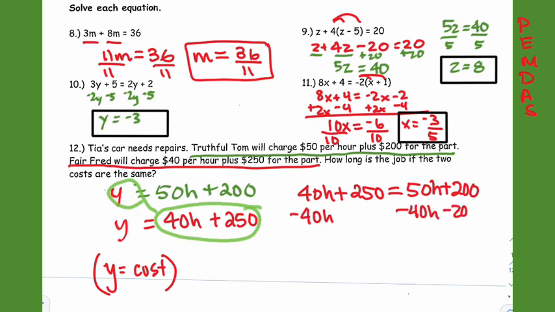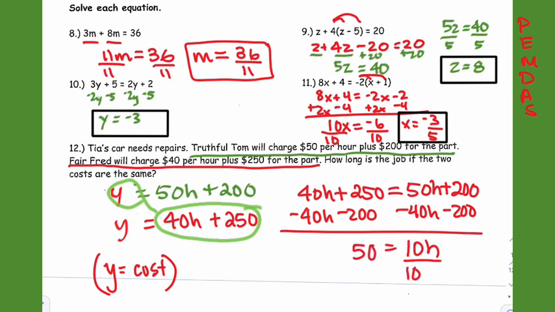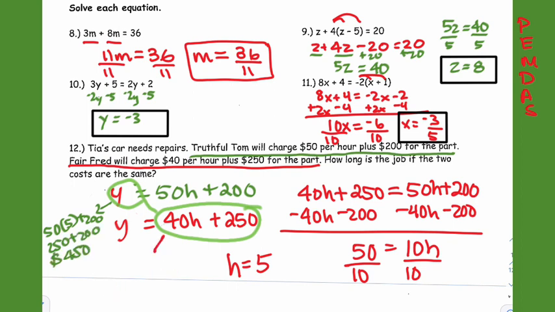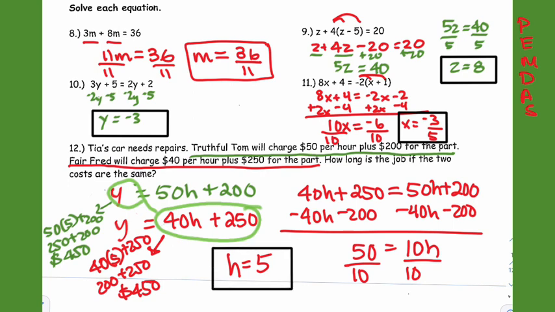Isolating my variable of hours using inverse operations, I find that it's in 5 hours. These two jobs will cost the same. But how much will they cost, right? Well, if I put in 5 hours for the first one, I get that it's going to be $450. And if I put 5 hours in for the second one, it is also $450. So I know I did this problem right, that in 5 hours, they will cost the same, which happens to be $450.